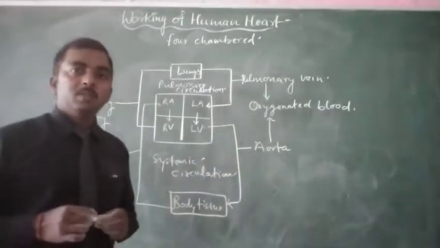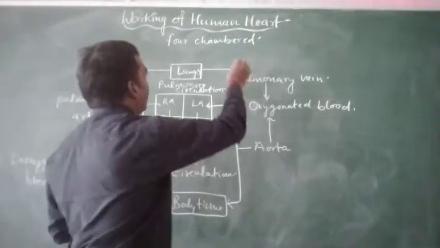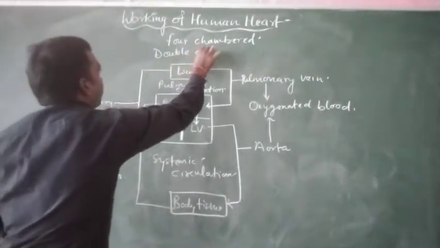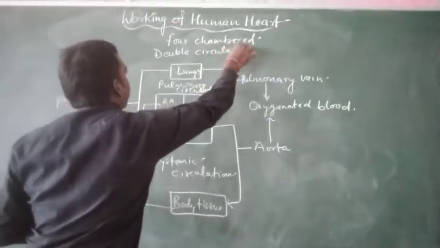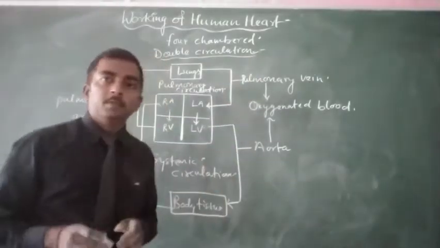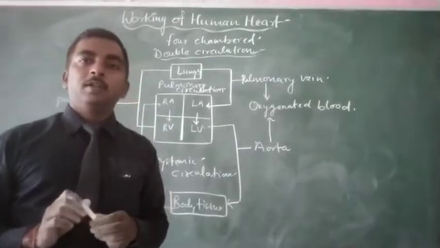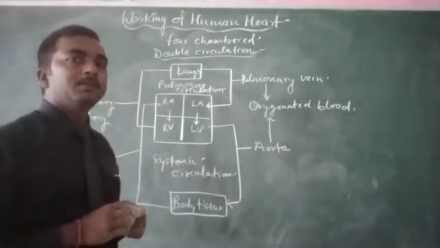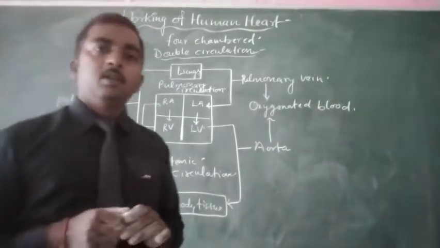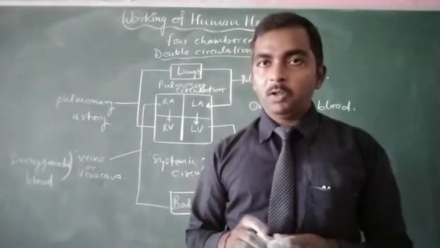So the circulation in which blood passes two times through the heart is known as double circulation. And double circulation is the characteristic feature of the complete four chambered heart. In the case of a completely four chambered heart, the animals show double circulation, and double circulation has some importance related to the oxygen level or the energy level of the body.